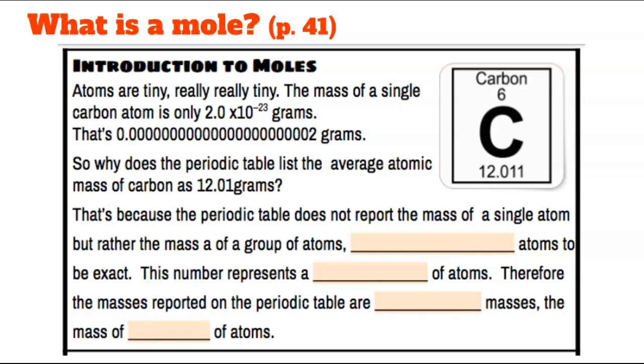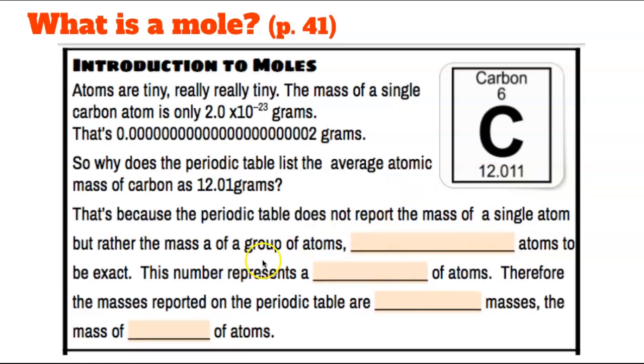So why is it that when we look at the periodic table, the mass that the periodic table reports is 12.011 grams? The reason is that these masses on the periodic table don't reflect just one atom, they reflect a mole of atoms. A mole of atoms is a group of 6.02 times 10 to the 23rd atoms. So instead of the mass of one atom of carbon, the periodic table reports the mass of 6.02 times 10 to the 23rd atoms, to be exact. This number represents a mole.